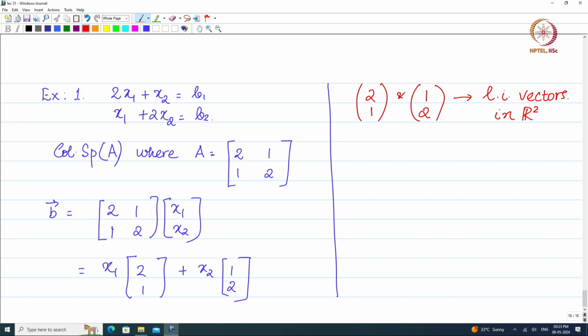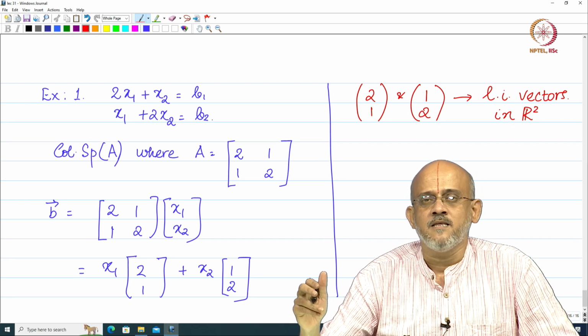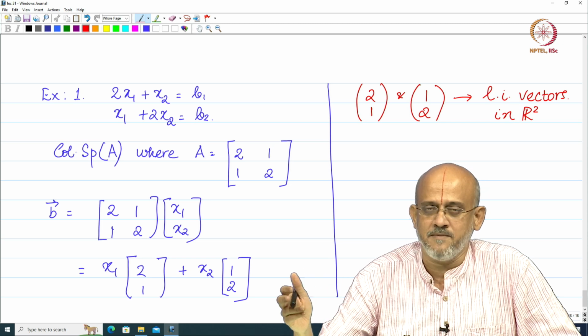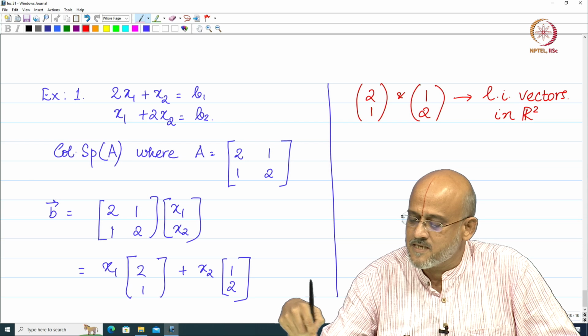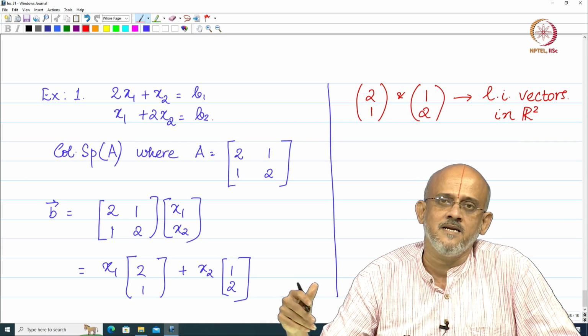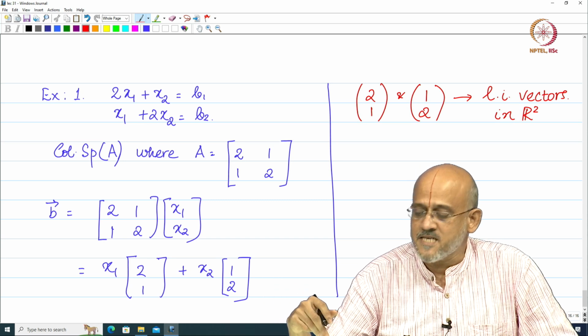And from the module on the basis for a vector space, we figured out that if you have a set of linearly independent vectors, the span of that set of vectors will form a vector space or a vector subspace. In this case, since the two vectors that we have here are linearly independent, we want to look at the span of these two vectors.